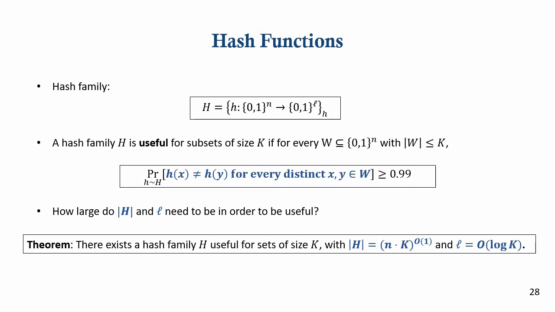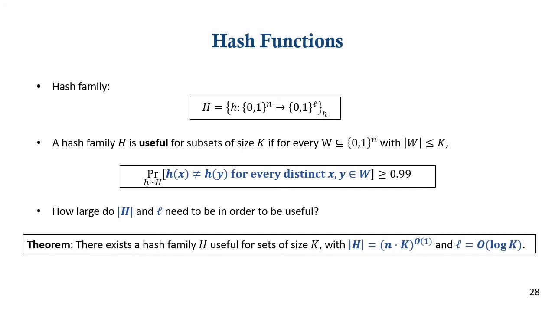And let's say that a hash family H is useful for subsets of size k if for every subset W of size at most k, if we randomly pick a hash function from H, then with probability at least 0.99, the hash function that we pick maps the strings in W into different buckets. Another way of saying this is that for every distinct pair X and Y from the set W, their hash values on this hash function are different. And in this case, we also say that the hash function isolates the elements in W.